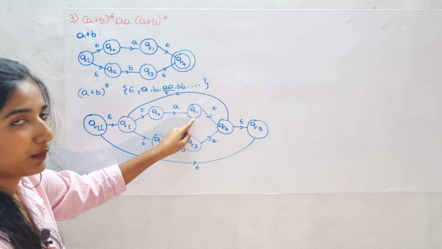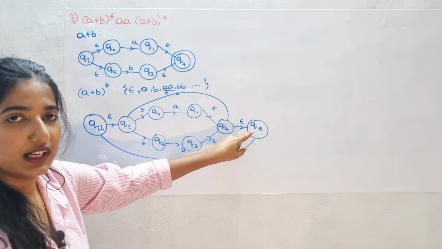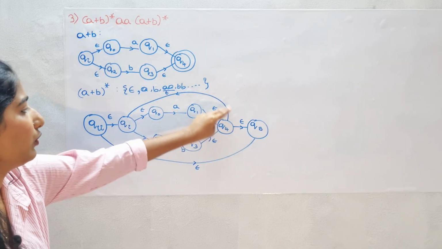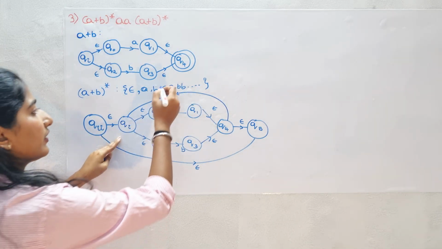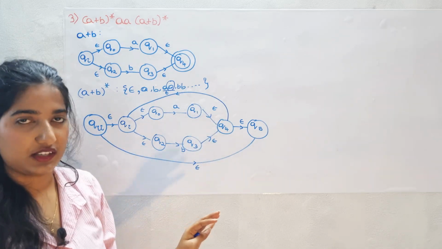q0 on a, it will be moving to q1, q1 on epsilon to q4. Here if I move here, then it is a final state, but I have another a, so I have to move back to the initial state and check whether it is a or b. It is a, so I will be moving in this direction. Clear?